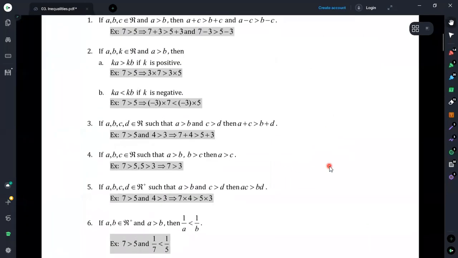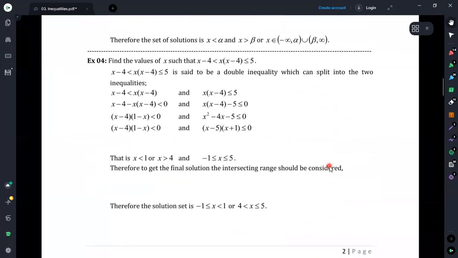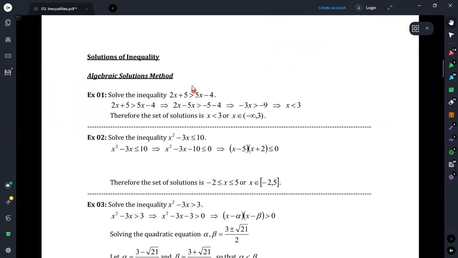Here you are asked to find the values of x which satisfy the inequality given as x minus 4 less than x times x minus 4 less than or equal to 5. But if you look at the inequalities that we have discussed so far, we had only one side. It means that in a particular expression, we had just one inequality sign.